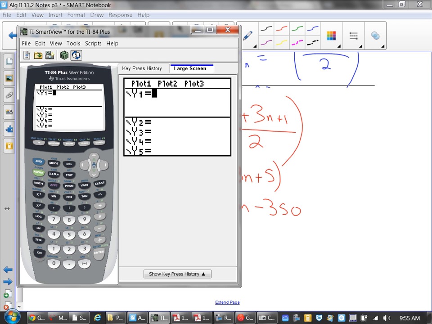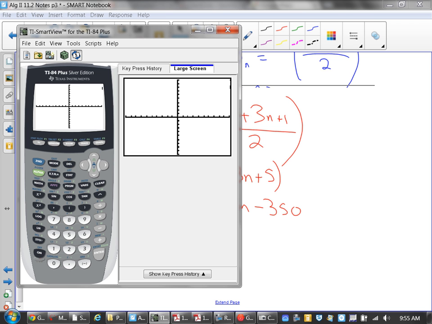It was 3x squared plus 5x minus 350. Okay? Now, if I graph that, it's going to be some parabola that you probably won't see on your screen. You see a little bit of it, which is fine. I really don't need to look at it visually.